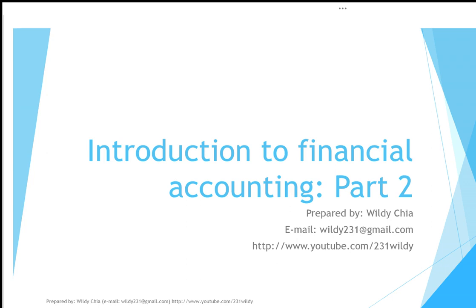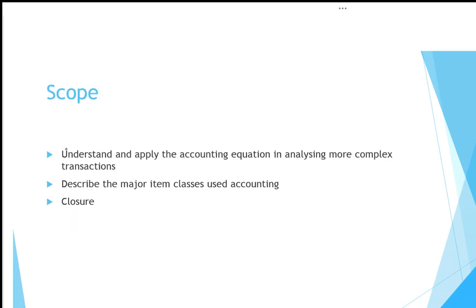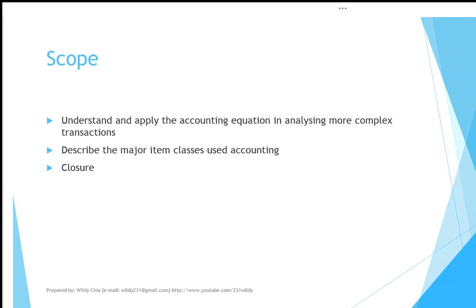So this introduction is very simple, and if you have already done this topic before, you can actually skip this. It's targeted mainly at students who might be doing this at degree level or diploma level, and they have difficulty in understanding the accounting equation and how transactions are analyzed. So this is very relevant if you have issues with your basics and foundation. The scope for today is that, continuing from the last video, we are going to look at how we apply the accounting equation in more complex transactions. So that's the objective of today. Then towards the end, we are going to summarize the major item classes used in financial accounting, and we have the closure.